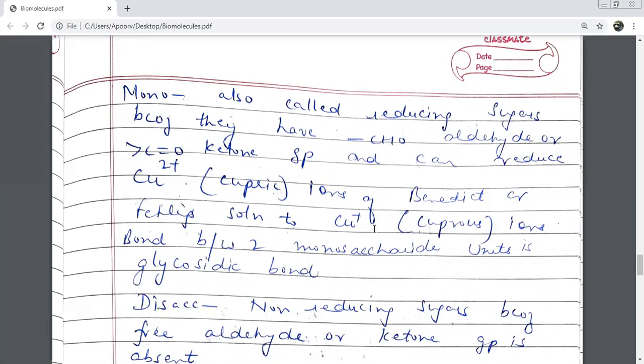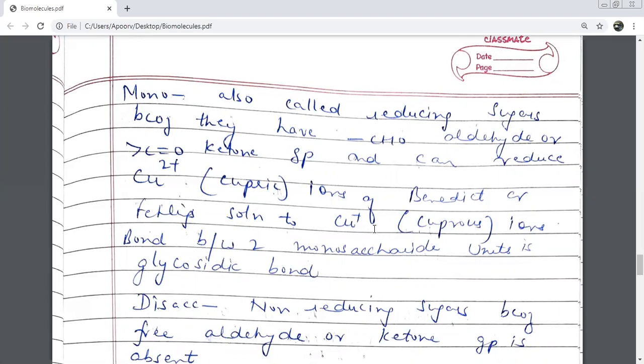What is the formula of cupric ions? Cu2+. And cupric reduces to cuprous. What is the formula for cuprous? Cu+. So Cu2+ is reduced to Cu+, that is cupric to cuprous. And that is why these kinds of sugars, monosaccharides, are known as reducing sugars. I know you're going to find this chapter a little typical in the beginning, but don't worry. We'll revise it 2 times, 3 times, everything, so that you're able to understand properly.